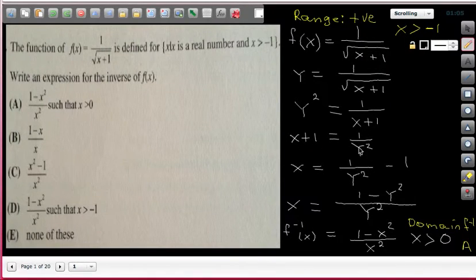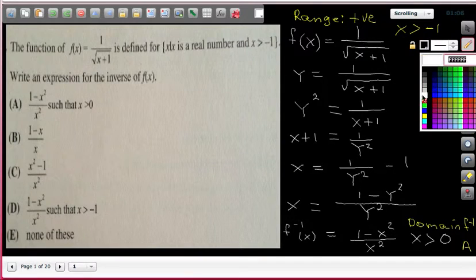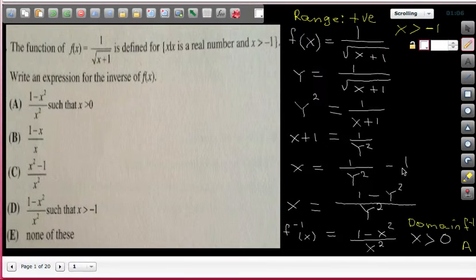x plus 1 is equal to 1 over y squared. x is equal to 1 over y squared minus 1. And I treat this as a fraction. That's 1 over 1, so the lowest common denominator is y squared. y squared goes into y squared 1 times. 1 times 1 is 1. Minus y squared divided by 1 is y squared times 1, which is y squared. So this is what x is equal to.